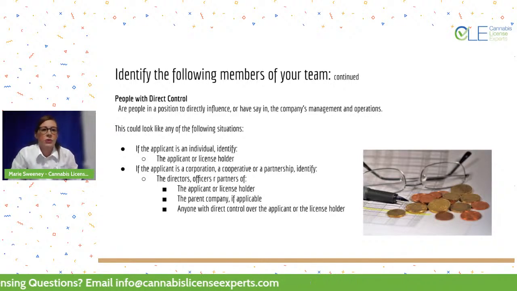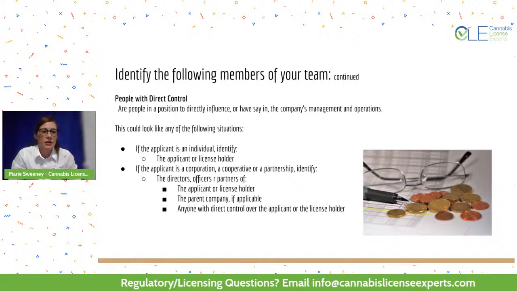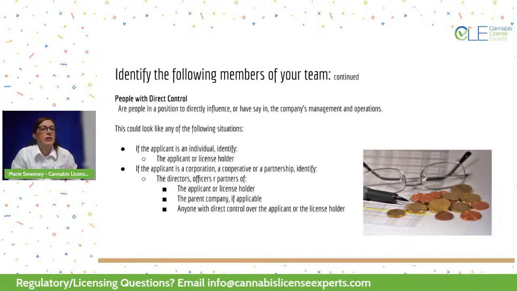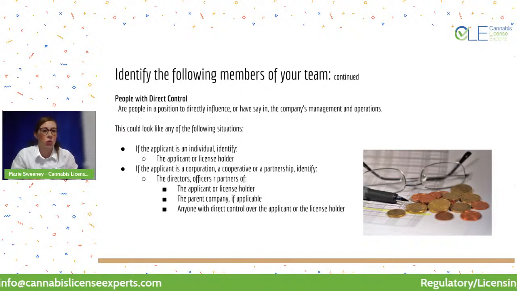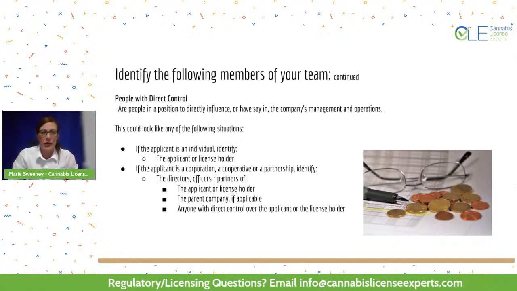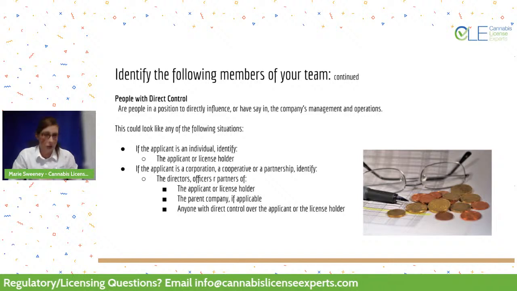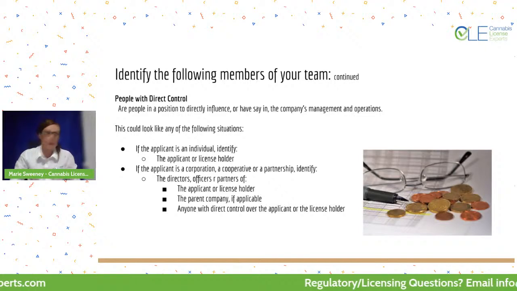So as well, let's look at some other potential people that could be considered people with direct control. If the applicant is an individual, you're going to have to identify them on the license application. If the applicant is a corporation, a cooperative, or a partnership, you're going to want to identify directors, officers, and partners of the applicant or the license holder of a parent company, if there is one, and anyone with that direct control. Can they influence your decisions? I know I'm going over this a lot, but it's super important.